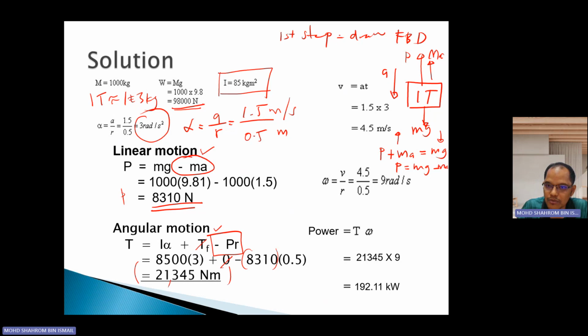And then of course they want to know what the power is. This power is basically for motor selection.